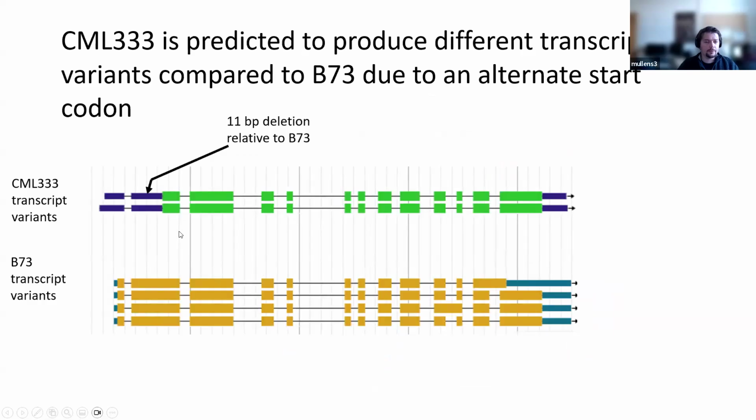Additionally, when we look on the genome browser, both B73 and CML333 produce transcript variants, but they're different between the two. In particular, CML333 uses a different start codon compared to the B73 transcripts, and it has an 11 base pair deletion up here, upstream of the start codon. But if it were present in the B73 ones, it would create a premature start codon and make the gene non-functional.